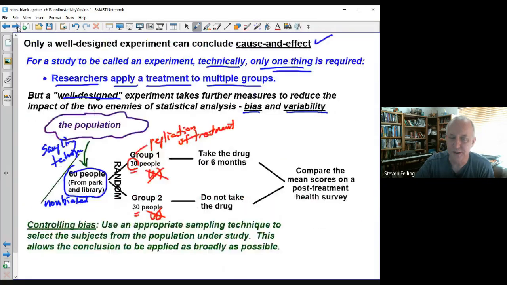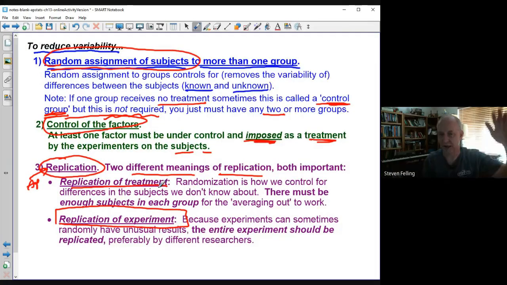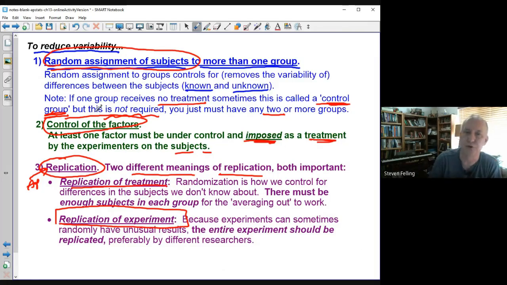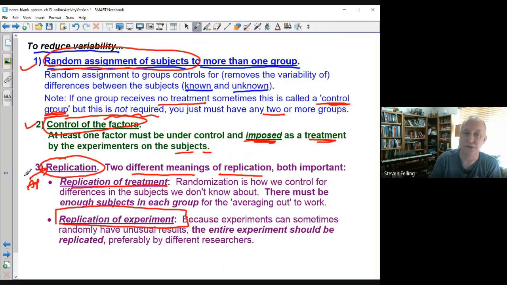So there are 2 meanings of the word replication. Replication of treatment is because the subject groups are big enough that you can have the averaging effect happen. Replication of experiment is repeating the whole experiment. All of these factors are good. Technically, something is called an experiment if you have treatment applied to groups, but it's only called a well-designed experiment when it includes these other things as well.